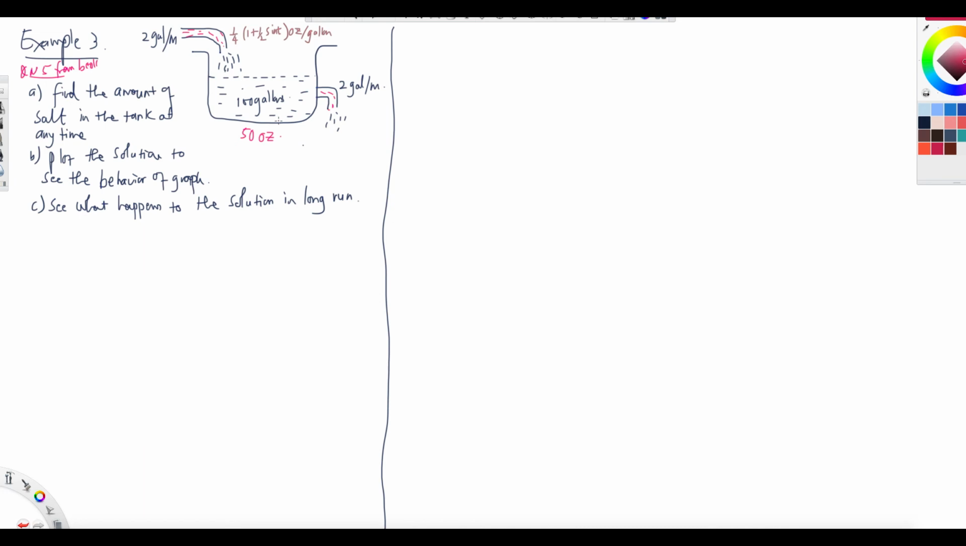Okay, and plot the solution. Plot the solution and see the behavior of the graph. Also see what happens to the solution in the long run. So there are 3 questions here. First of all, we need to set up a differential equation, and then we will find the solution. I mean, we will answer these questions. Okay, so let us do this problem.